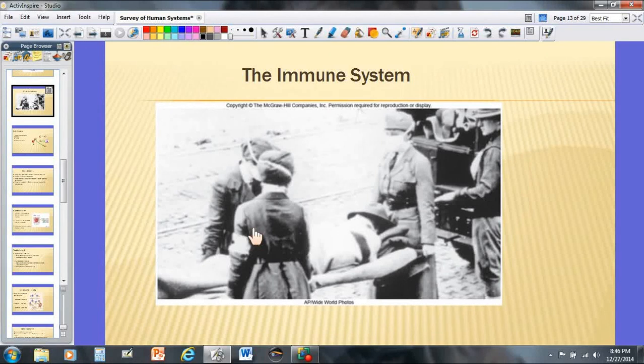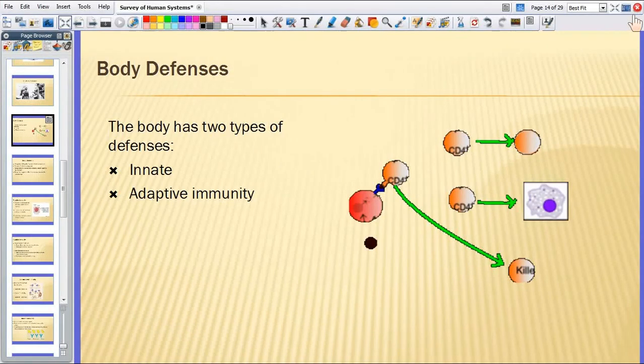The second part of our human body system survey is the immune system. The immune system is the body's response to foreign invaders. A foreign invader can be a bacteria, a virus, or a chemical such as a pollutant that invades the body. The body has two types of defenses, innate and adaptive immunity.